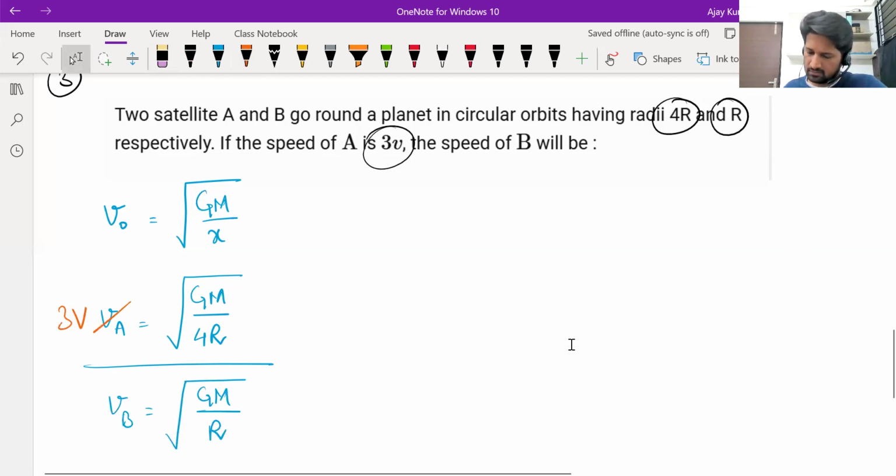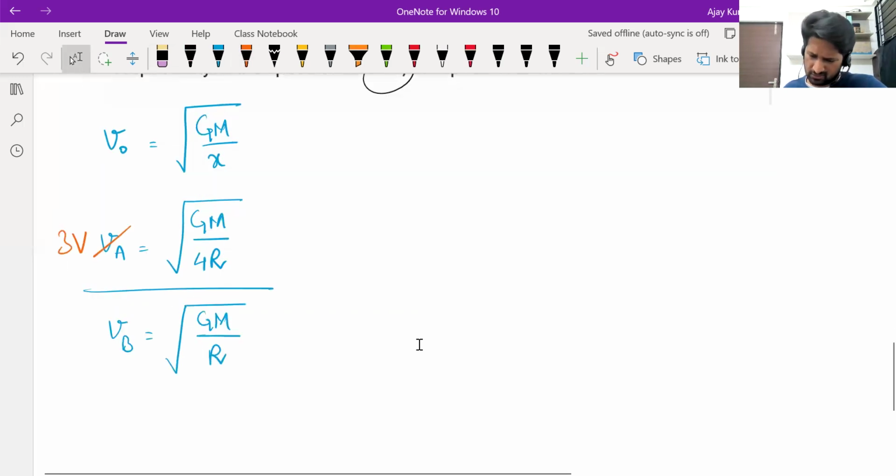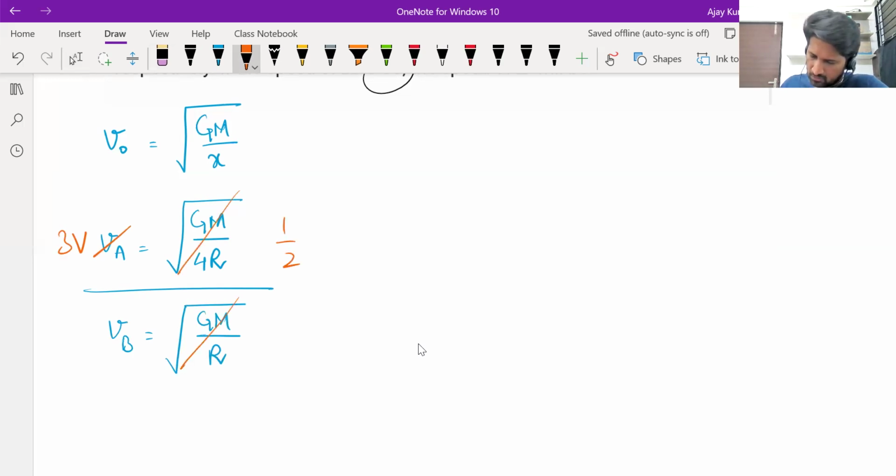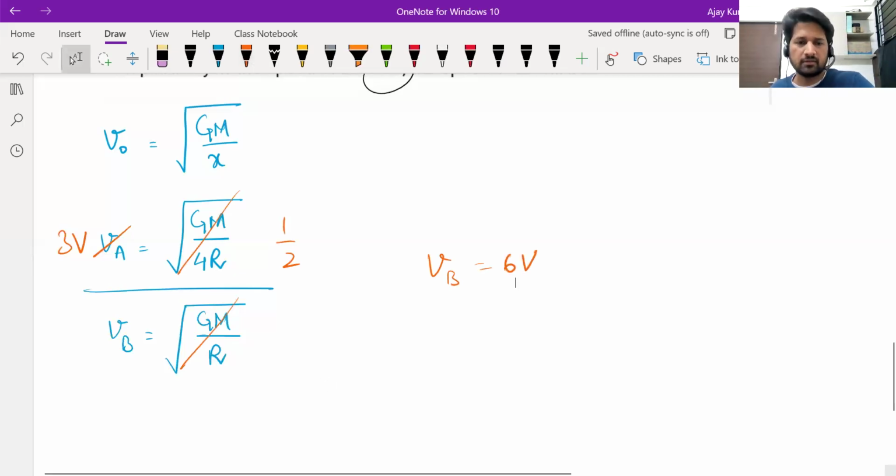That's all. Square on both sides. Squaring is not necessary also. Cancels. You get 1 by 2 here. That's all. So VB is equal to 6V. Simple direct question based on orbital velocity. Not so direct, but fine.